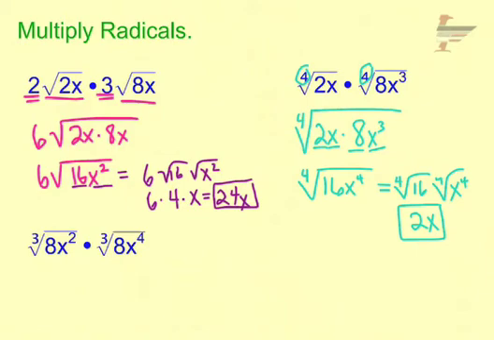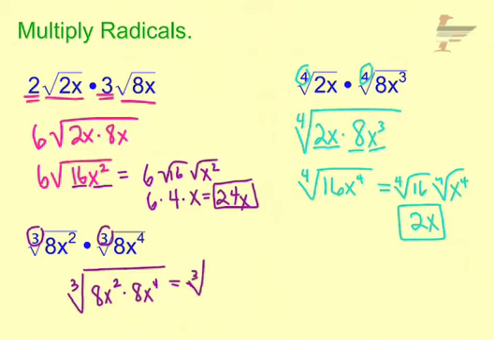So our next example, cube root of both. So cube root, let's put them all together. 8x squared times 8x to the fourth. So the cube root of 8 times 8 is 64. X squared times x to the fourth is x to the 6. So there's your answer, but maybe we can break it down.